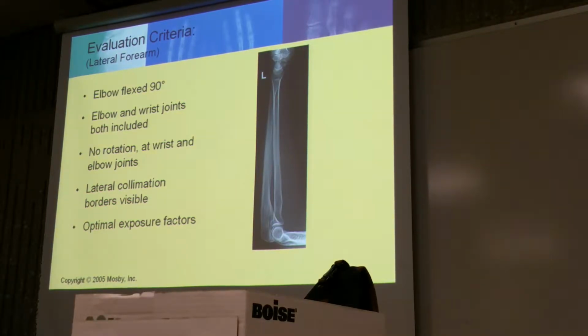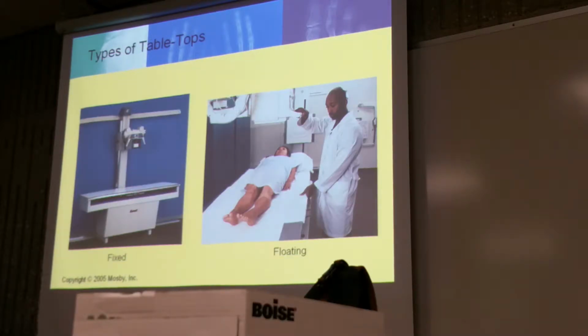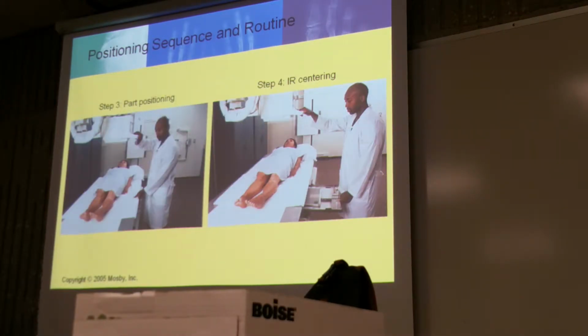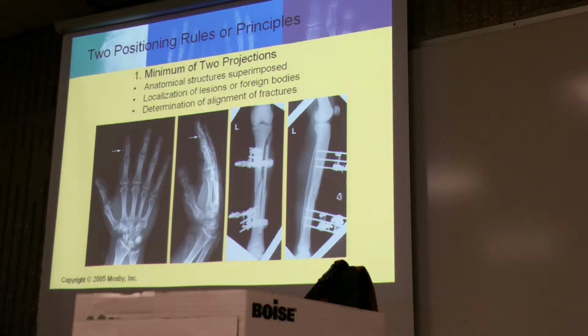All right, when doing extremities, we include both joints. I'm going to fly through this, guys. Again, I apologize. We'll talk about proper marking here in just a minute. What I want to do is skip to, okay, this is the reason why we do 2 views.